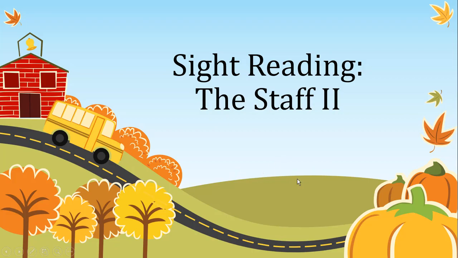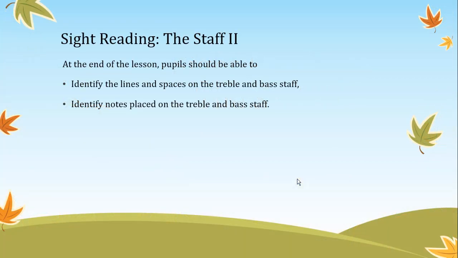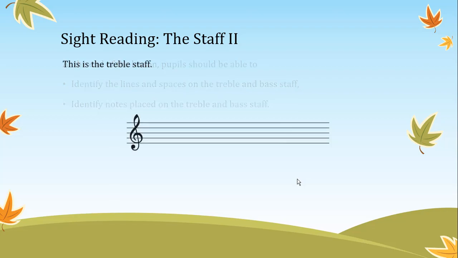Today we will be looking at sight reading the staff, okay? And at the end of this class, it is expected that every pupil should be able to identify the lines and spaces on the treble and bass staff. They should also be able to identify the notes that are placed on the treble and bass staff.